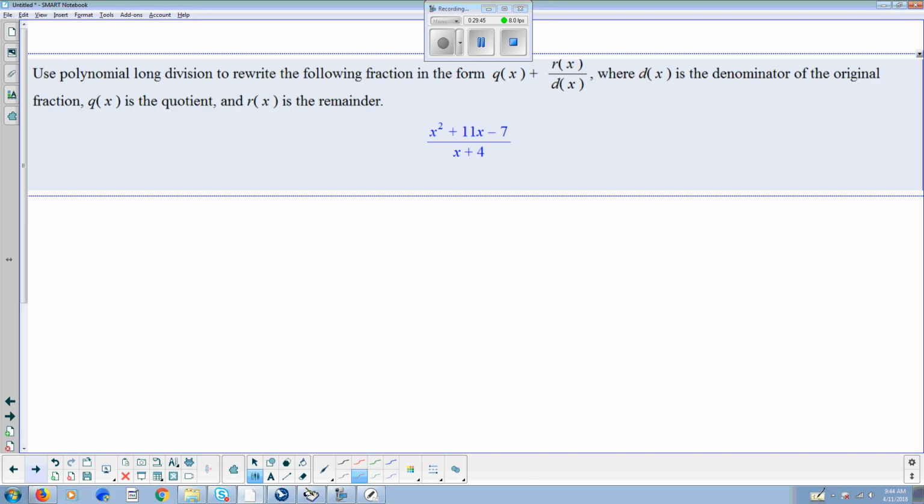Okay, next question. Use polynomial long division. It's our favorite. We love long division. To rewrite this fraction. Okay, let's just get into it. We love long division, don't we?